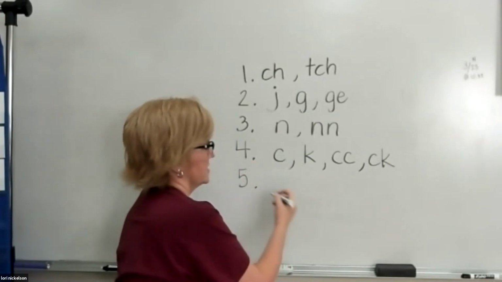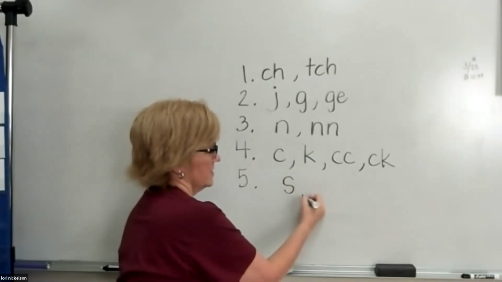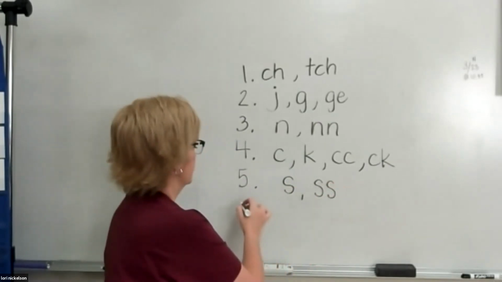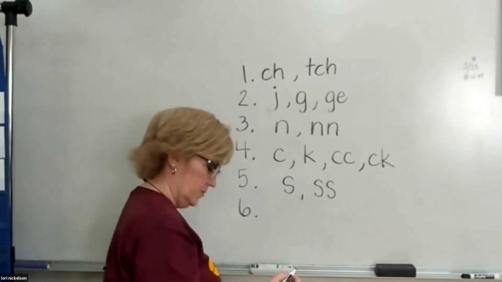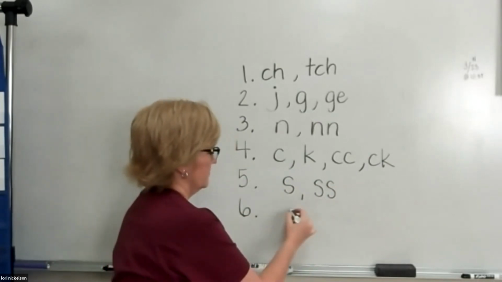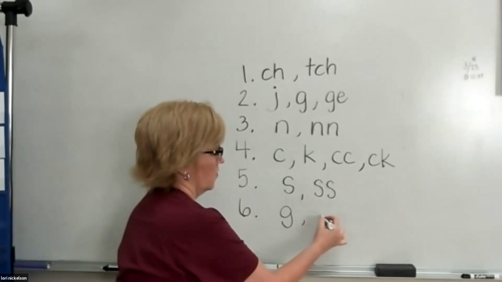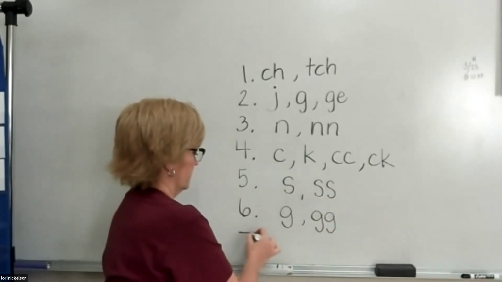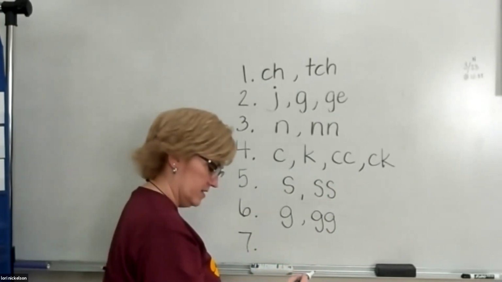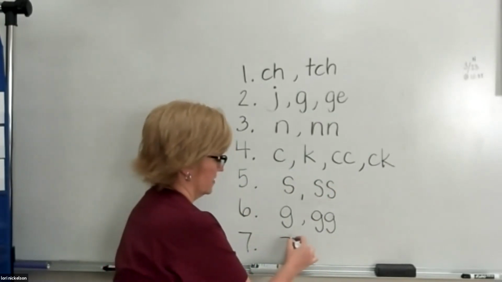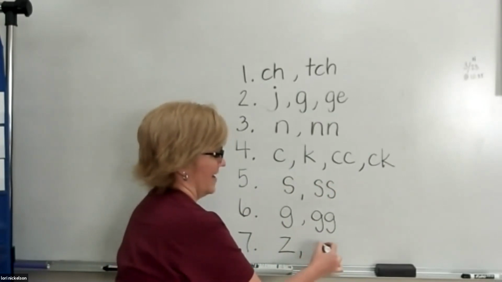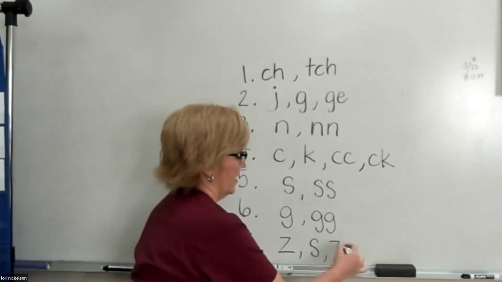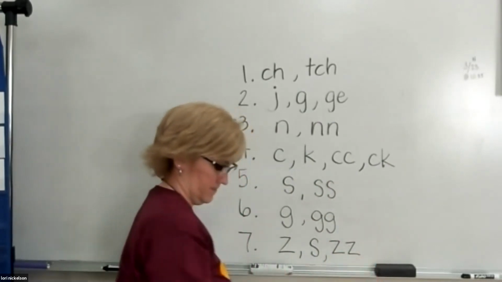Then you have the s sound. You could do a single s or the double s for s. Number 6, the g sound. You could do a single g or a double g. Number 7, z. You could do z, s. Remember, we do have some s's that sound like z, and we have a double z.